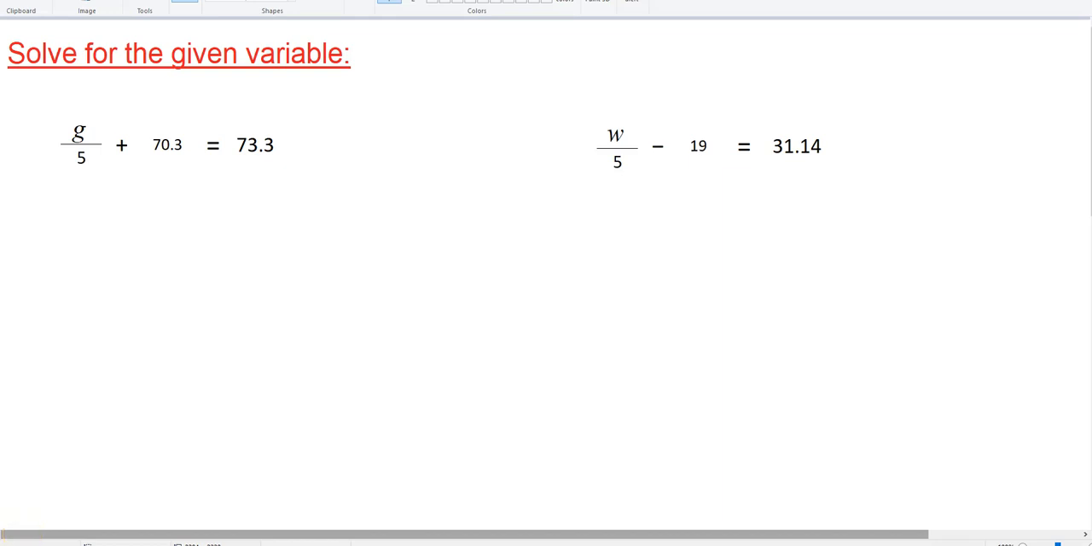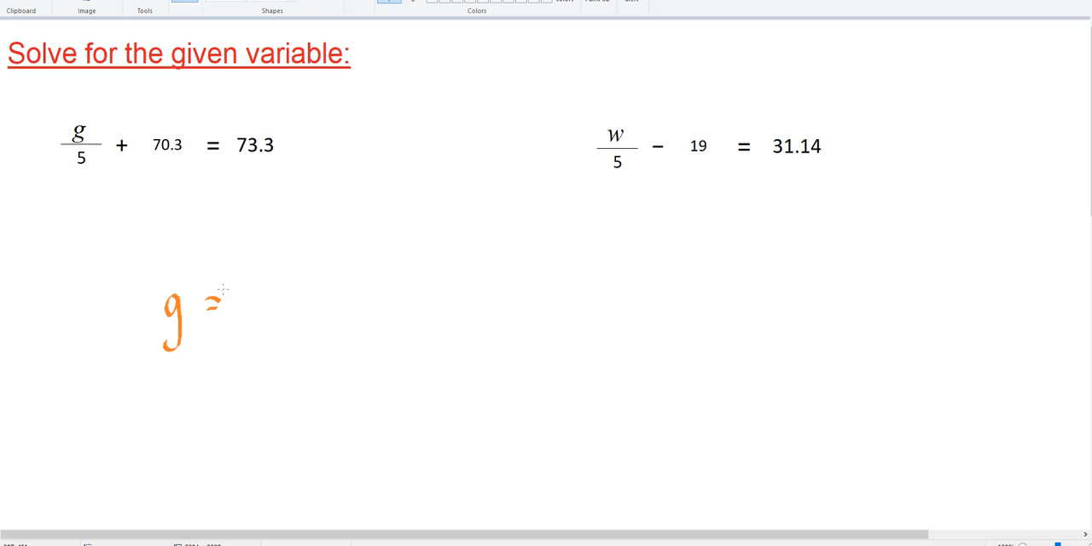Here we are asked to solve for the given variables. So, in the first question we have g divided by 5 plus 70.3 equals 73.3, and we have to find out the value of the variable g. So what that means is in the end we'll be left with g equals a value. So how do we go about that?